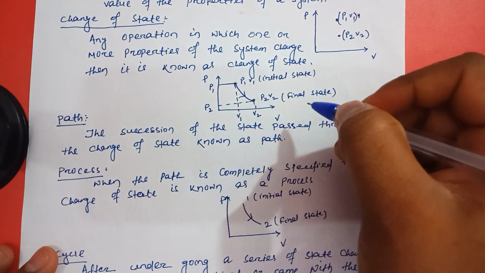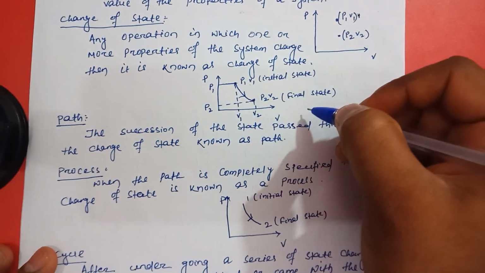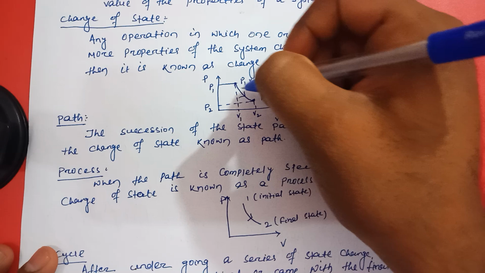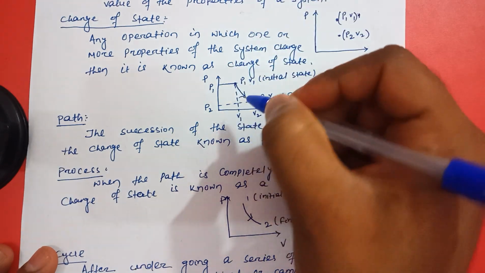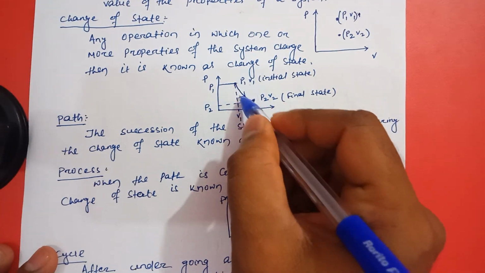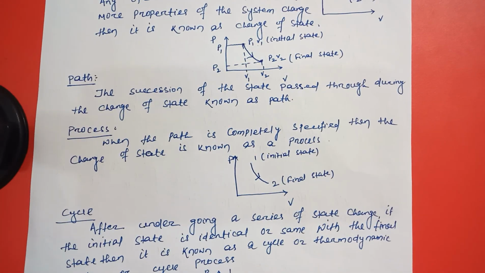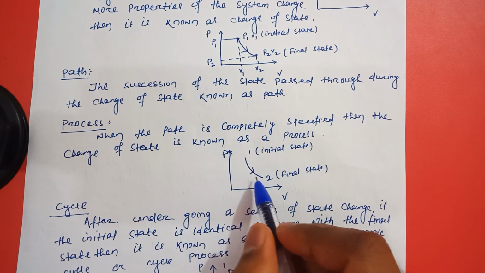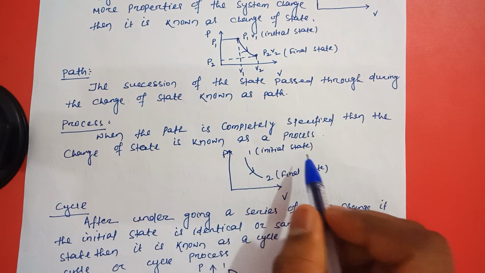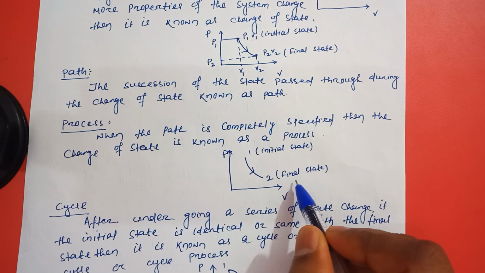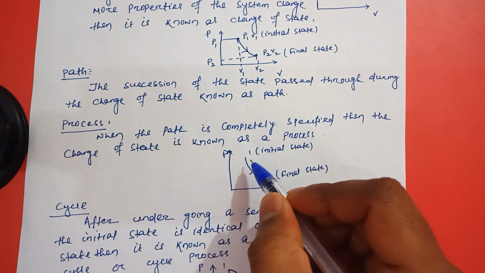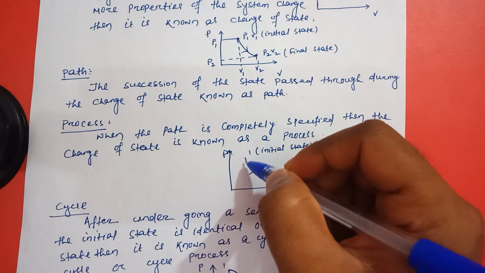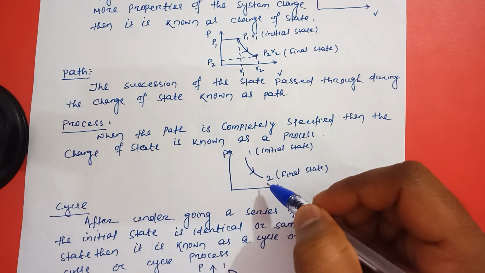Means the succession of states passed through during the change from the initial state to the final state is known as your path. What is a process? When the path is completely specified, then the change of state is known as a process. Process means initial state is 1 and final state is 2. So when the path is completely specified, it is known as your process.